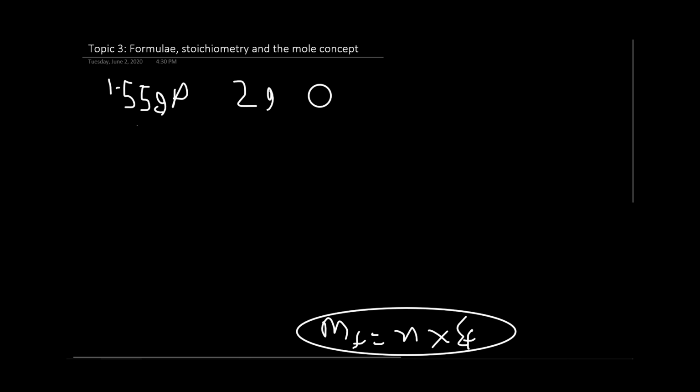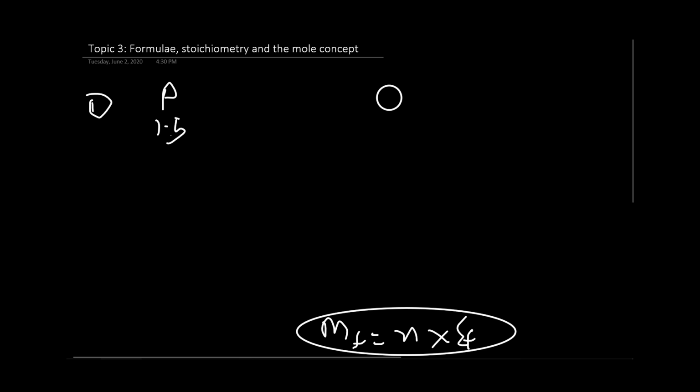So what you need to do here is make up 2 columns, one for each element, phosphorus and oxygen. This is the first step. The second step is to write down the masses you've been provided with, 1.55 and 2. Now divide both by their respective relative atomic masses.